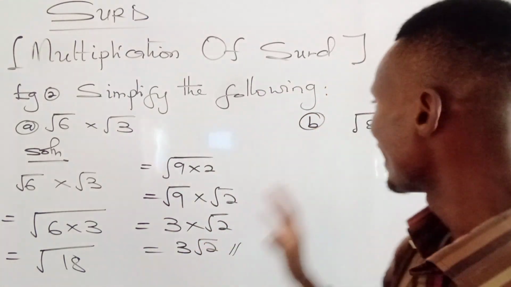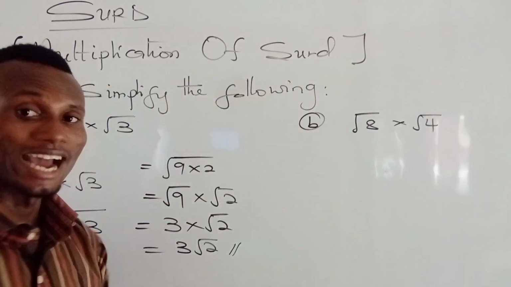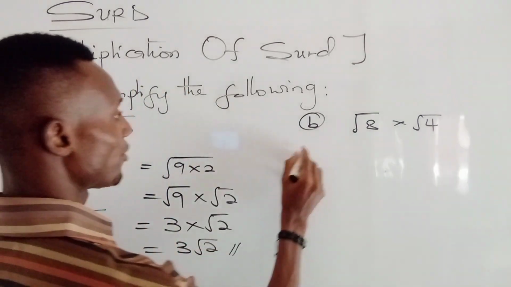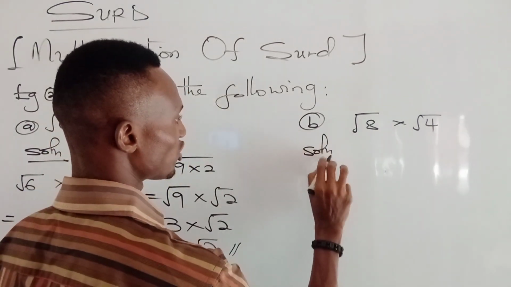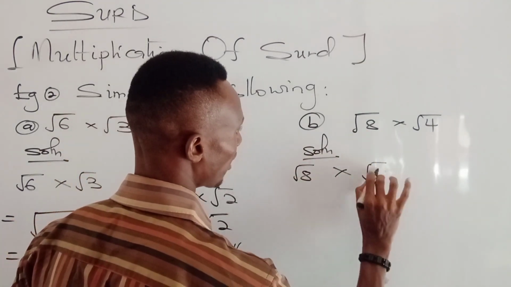Okay, so now let's go ahead and handle the B, the example B that I have on the board. We have square root of 8 times square root of 4. Let me write my solution and let's do it together. So I have square root of 8 times square root of 4.